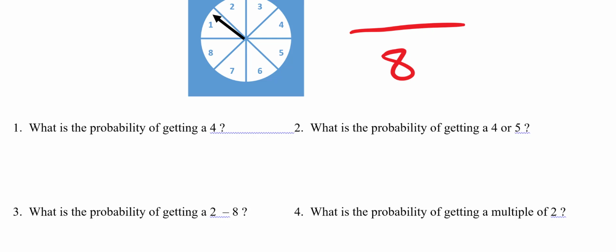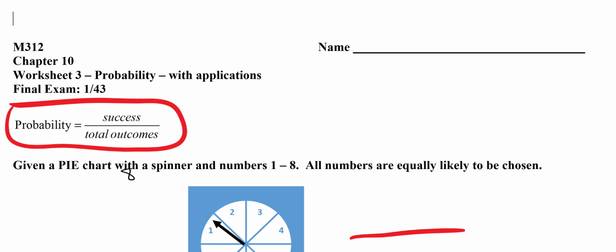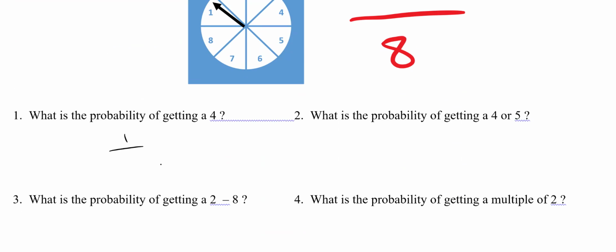I'm going to do some of these for you, and you're going to do the rest. Okay? So what's the probability of getting a 4? Well, that's just 1/8 because there's only one 4. 1/8. Okay? What's the probability of getting a 4 or a 5? Oh, there's the word or. So it's 1 four and 1 five. So it's going to be basically 1 plus 1 over 8, or 2/8. Okay, pretty easy.